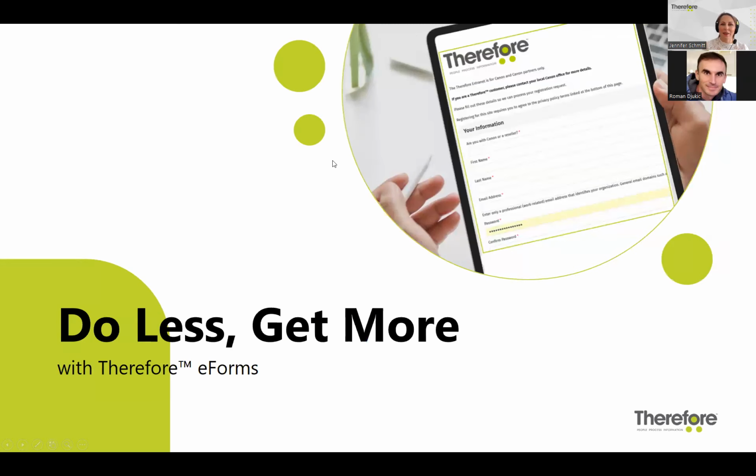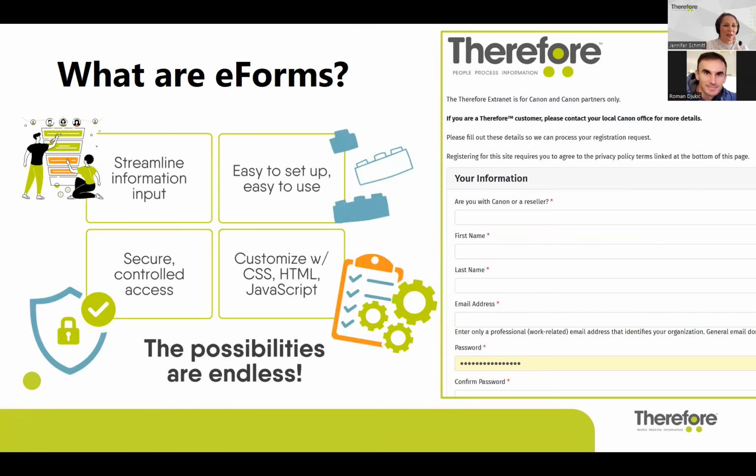And of course, we also have eForms. eForms are electronic forms that are configured using drag and drop. They are included completely free with every type of Therefore license that you can buy. They can be used both by internal users, meaning users who have a Therefore user account, as well as external users who don't have a Therefore user account. And this means that eForms are well suited to gather information from people outside of your company as well. So you can use them for job applications, for surveys, for feedback forms, really anything that you can think of.